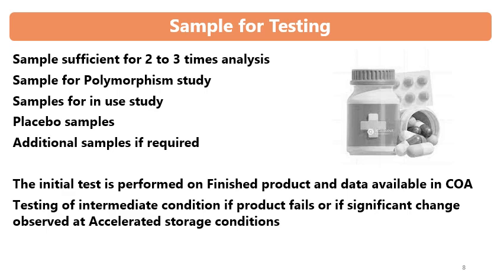The initial test is performed on finished product and data available in the COA can be utilized as initial data. Testing of intermediate condition is done if the product fails or if any significant change is observed at accelerated storage conditions.